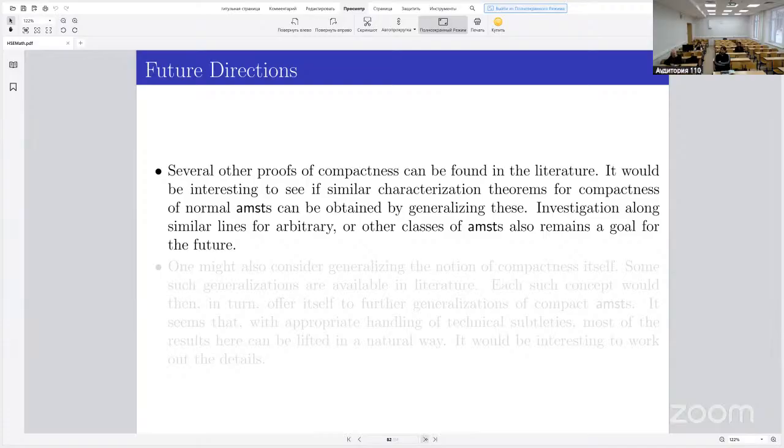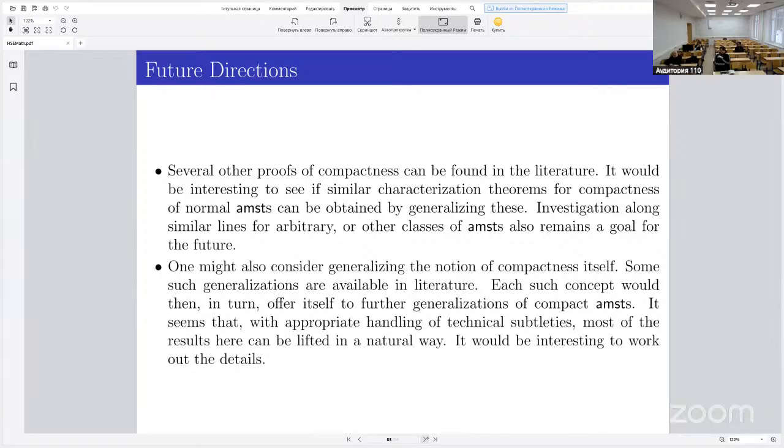future. And one might also consider generalizing the notion of compactness itself. Some such generalizations are available in the literature. For example, one very famous one is positive results in abstract model theory, where Professor Shelah and I think Professor Makowsky discuss several such generalizations. And each such concept would then in turn offer itself to further generalizations of compact MSTs. In fact, this possibility was also hinted at in the paper which motivated this work. It seems that with appropriate handling of technical subtleties, most of the results here can be lifted in a natural way.